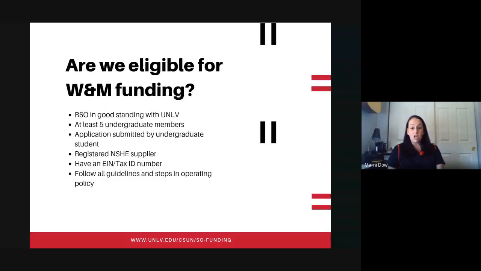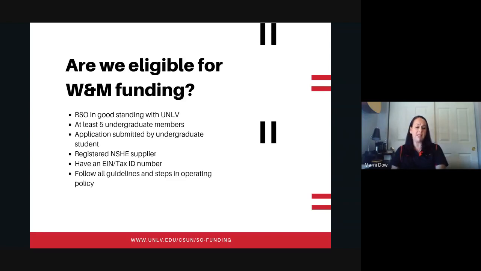So is your organization eligible for Ways and Means funding? They need to be in good standing with UNLV and have at least 5 undergraduate members. The application has to be submitted by an undergraduate student. They need to be a registered supplier with NSHE and have an EIN number, which we talked about earlier. The registered supplier process can be somewhat confusing, so if your students are confused by that, feel free to have them reach out and we'll help them through that.